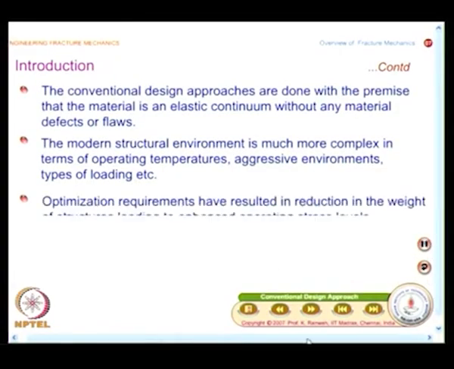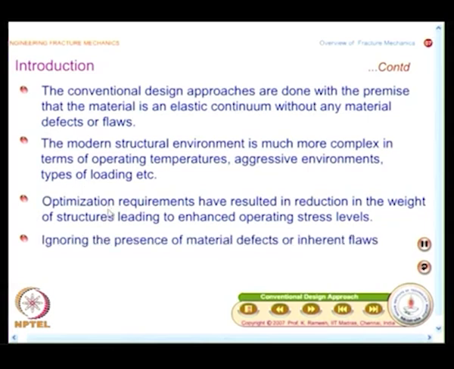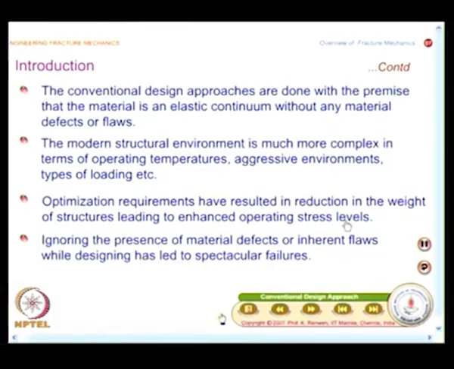And in addition, what do you do? You also have a requirement for optimization, and these optimization requirements have resulted in reduction in the weight of structures, which in turn leads to enhanced operating stress levels. So, what we want to do is take out as much as possible from the material that I have put in for making a structure. So, we want to have a trade off. We want to have optimized structures. That means I should do more analysis. When I do more analysis, I must also go closer to reality, and obviously if you ignore the presence of material defects or inherent flaws, it will definitely lead to spectacular failures. In fact, that is what has happened.